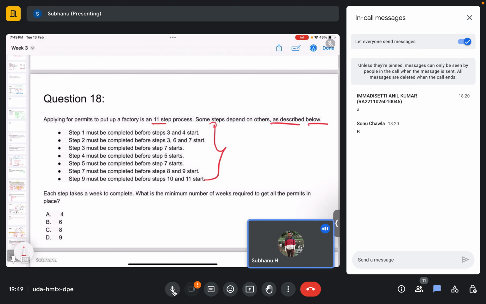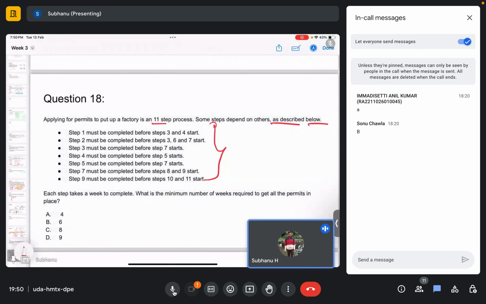So in here also it is saying that applying for a permit to put up a factory is an 11-step process. So this is your constant. Using this constant you have to draw something. Here it is saying that each step takes a week to complete. So each step takes 1 week. What is the minimum number of weeks required to get all the permits in place? So this is the question basically.